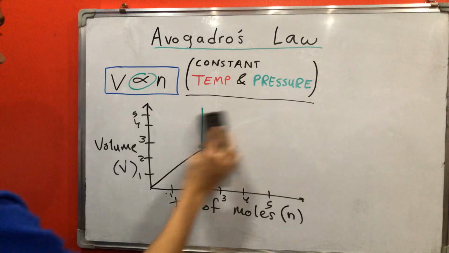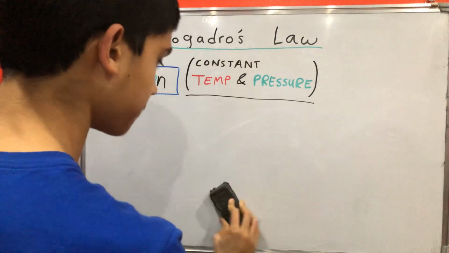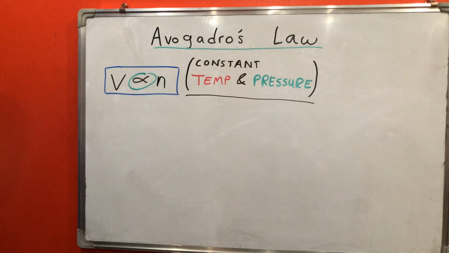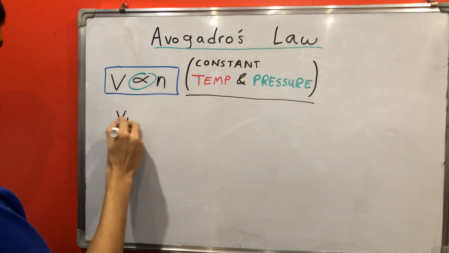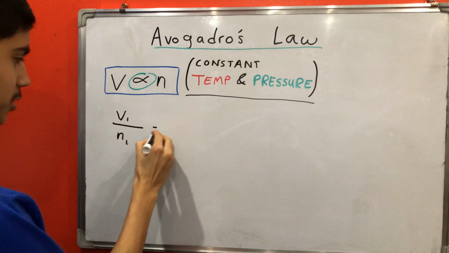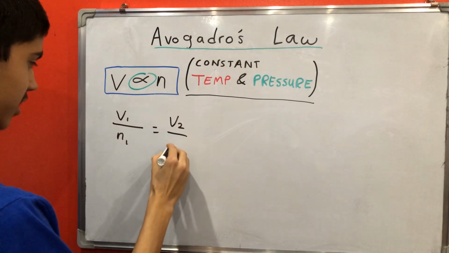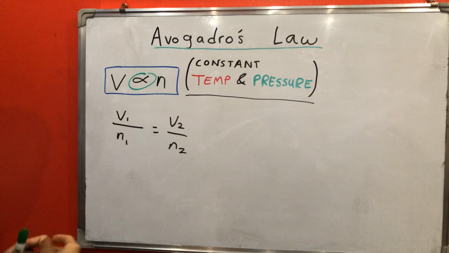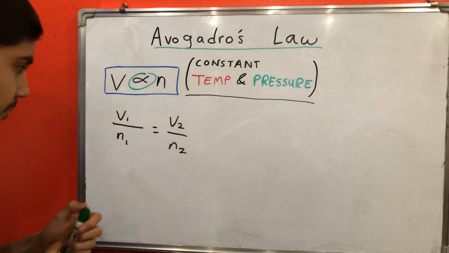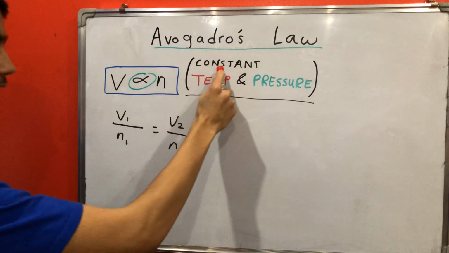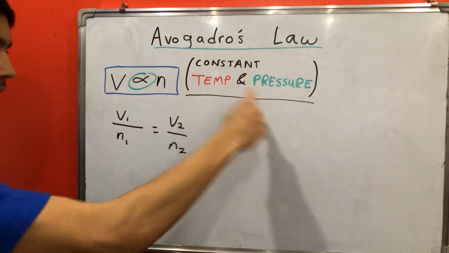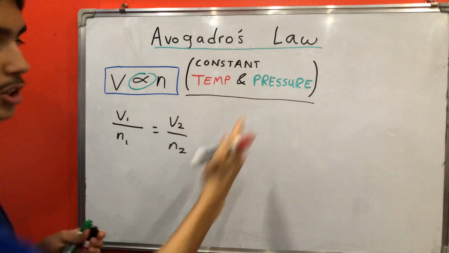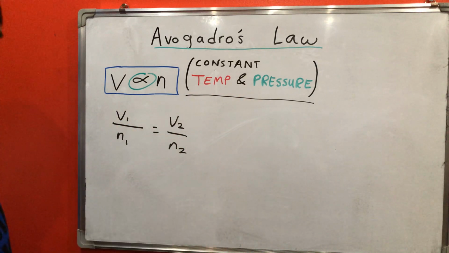And so a little longer way that we can write this one, V proportional to N, is that we just write it like this. We say V1 over N1 is equal to V2 over N2. And what this is basically going to do is it's just allowing us to solve problems with Avogadro's law. We always have to remember though that we have to have constant temperature and constant pressure, which just basically means the temperature and pressure, they never change. They always stay the same.